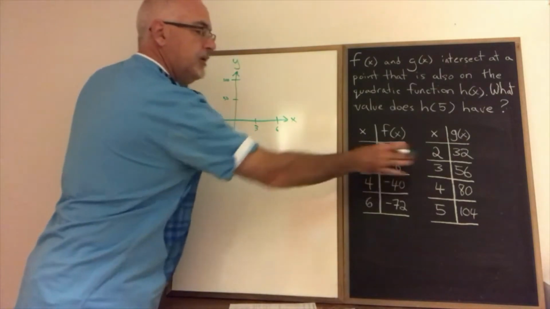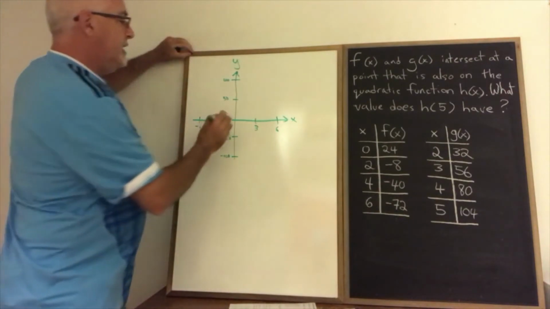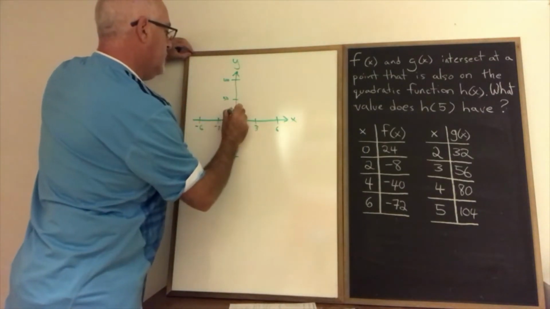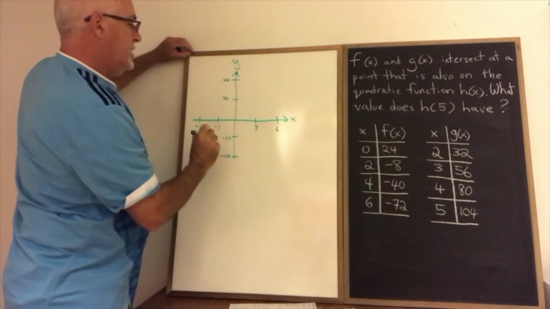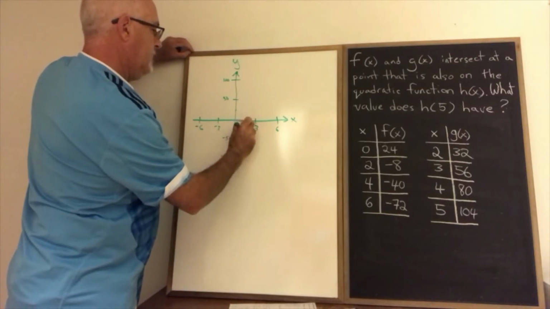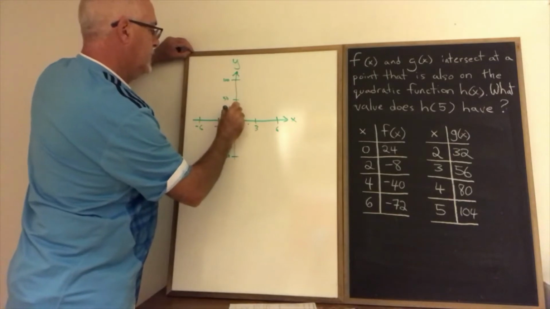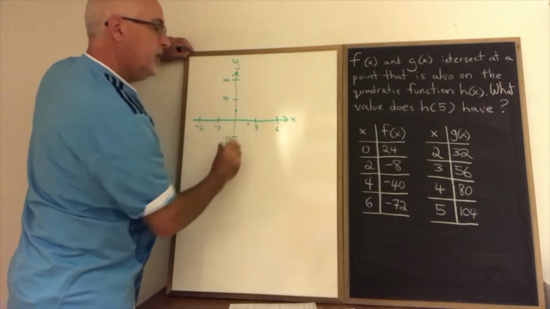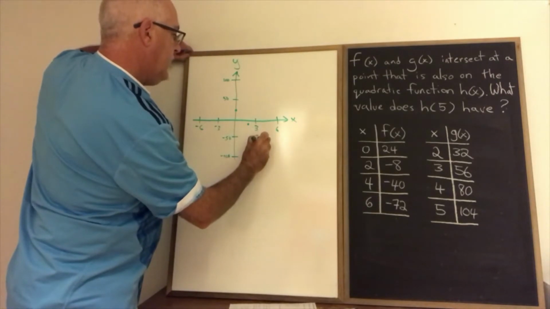Now enough of these points will fit so that I can draw my curves and get an idea of what the graph will look like. 0, 24 is going to be here. 2, -8 is going to be about here. I'll make my dots a little bigger. And 4, -40 is going to be here.